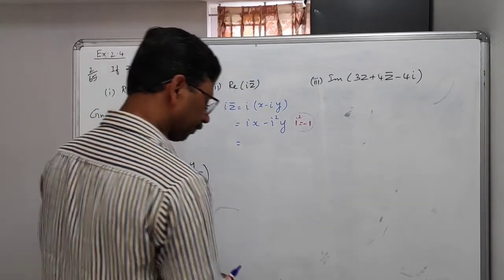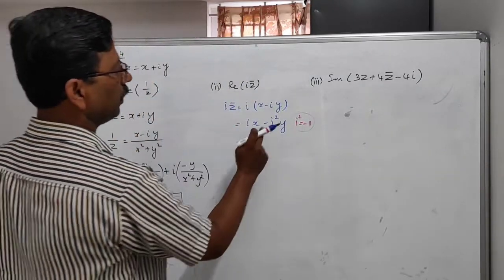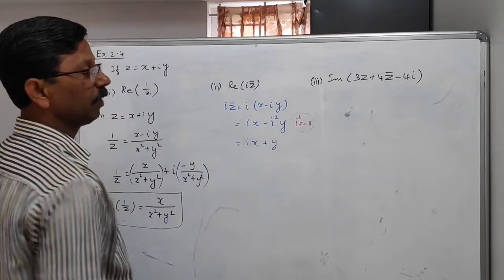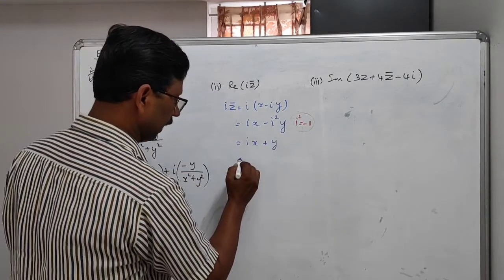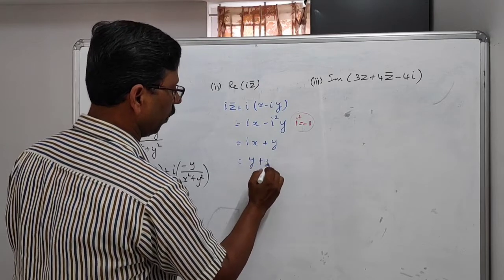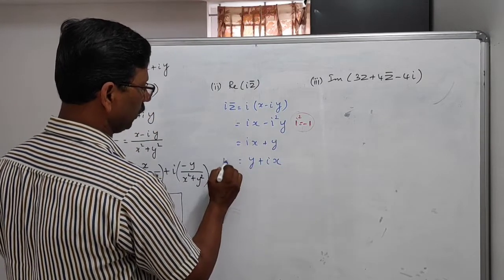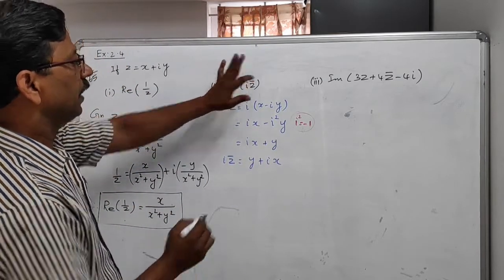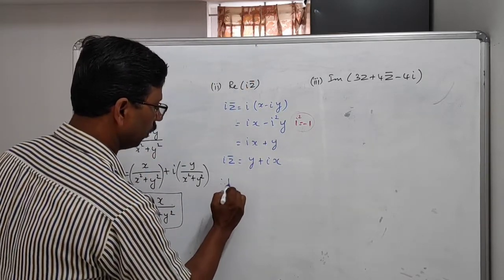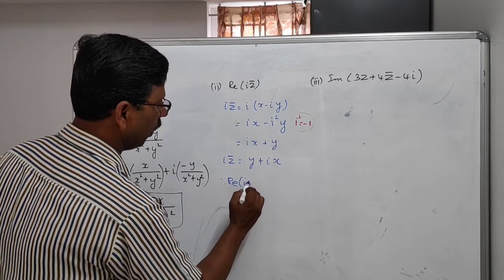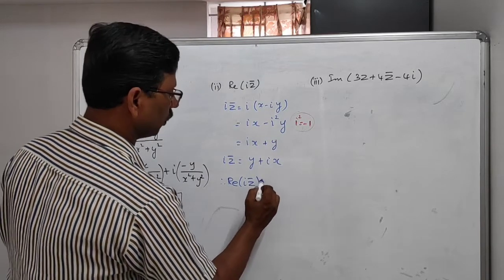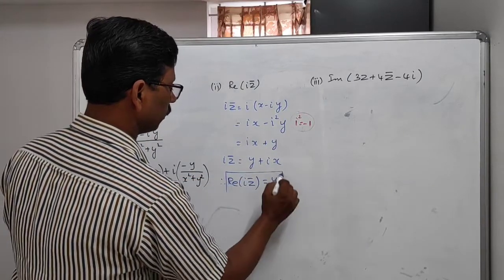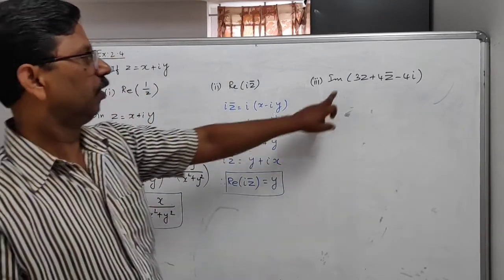Therefore this is minus 1, so we get ix plus y, but this can be written in standard form as y plus ix. This is i into z bar. Now we need to find the real part of this i into z bar. Therefore, the real part of i into z bar is equal to y, the real part of this one. That's all.